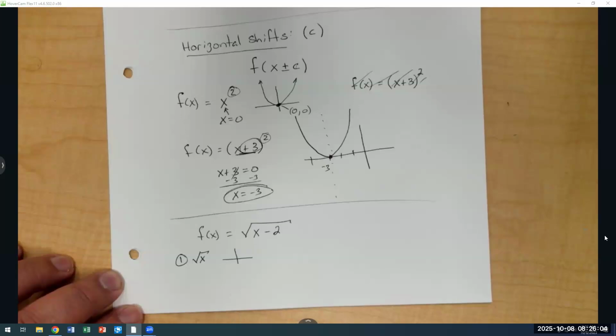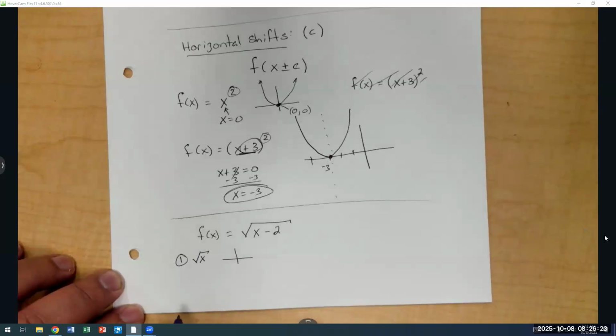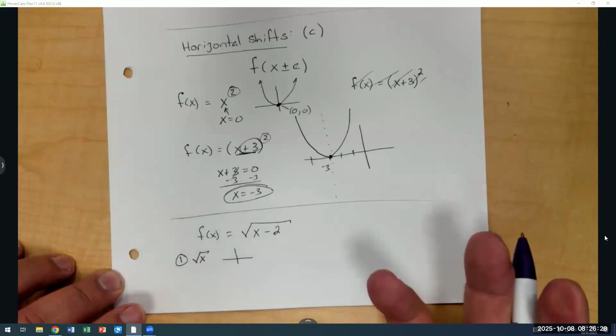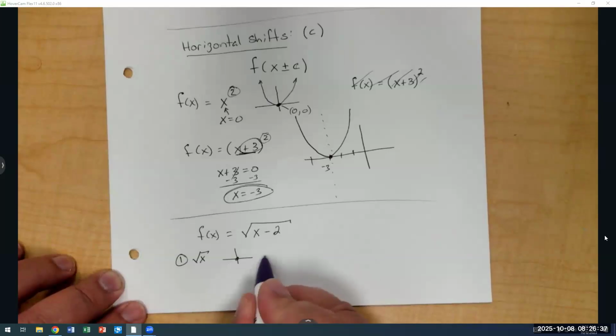What's the square root of x look like? Okay, let me ask, if you don't remember, 3 questions you ask yourself. Can x be positive? Can you take a square root of a positive number? Yeah, square root of 4 is what? 2. Can it be 0? Square root of 0 is 0. Can it be negative? No. So we know that it can't be negative. It can be 0 and it can be positive.